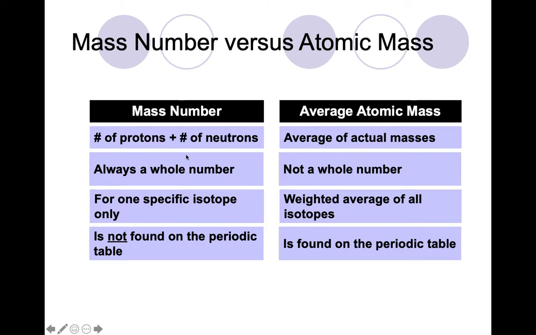Mass number, on the other hand, is always a whole number because there's no element that has half a proton, half a neutron, 1/3 of a neutron or 1/4 of a neutron. We always have a whole neutron and a whole proton.